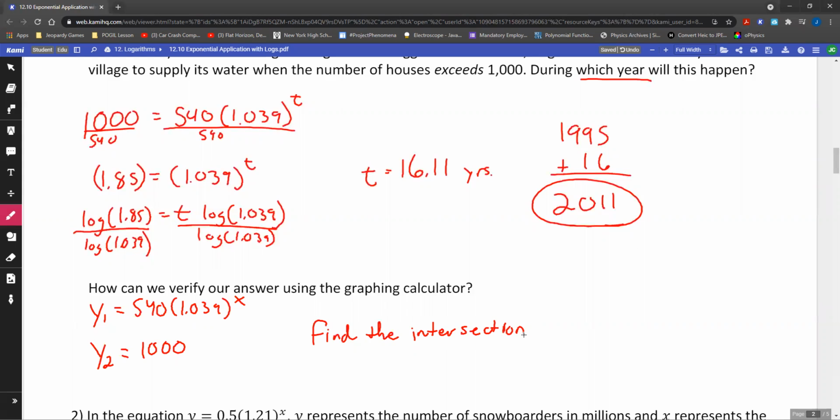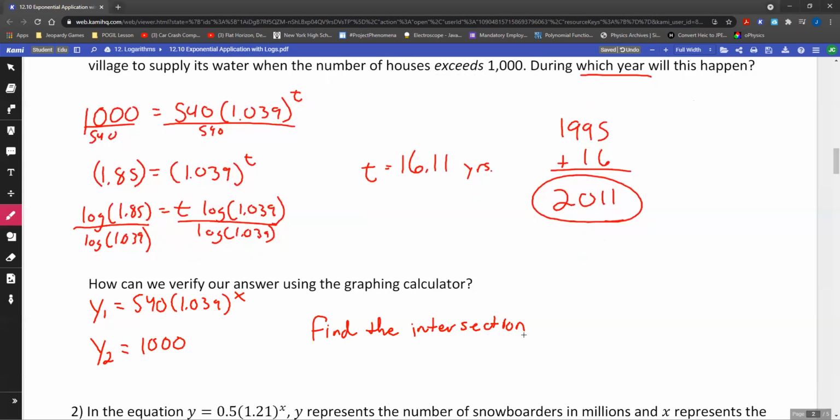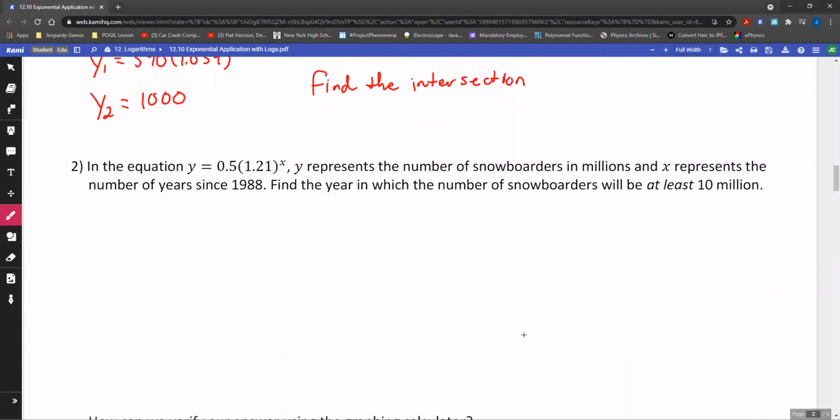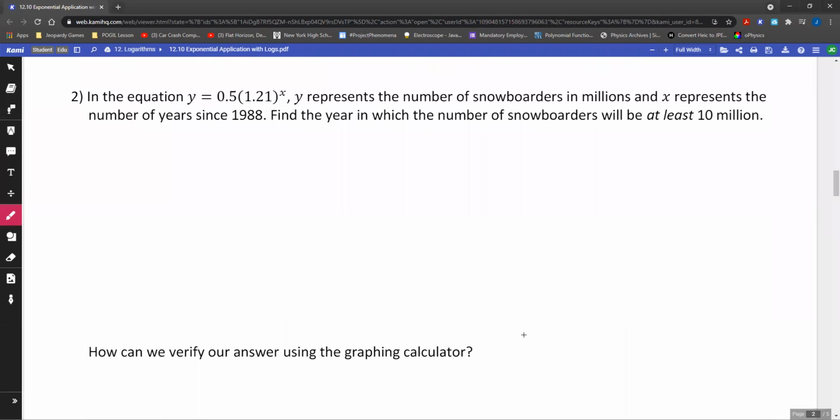You could also look in the chart section that will tell you all the y values for different values of x. So you could always do that, scroll down until you see about 16 years. That could also do it, but I think they wanted the answer to be to find the intersection of those two equations. All right, here's the next one.